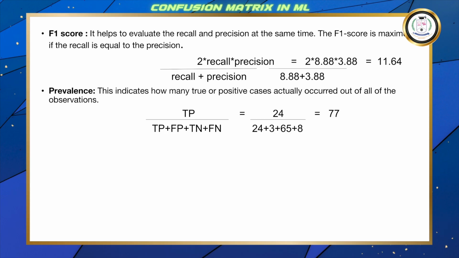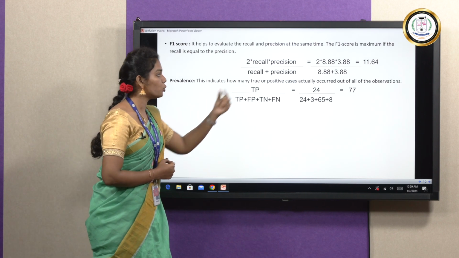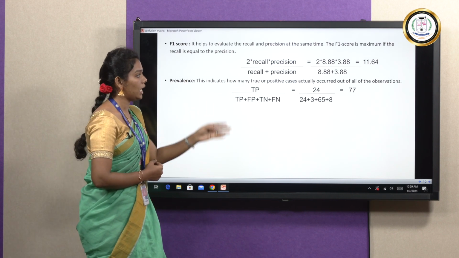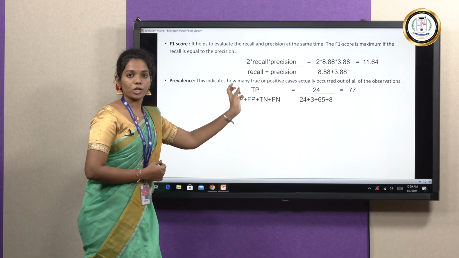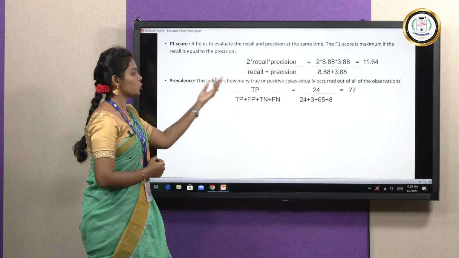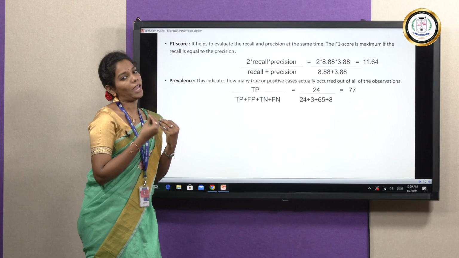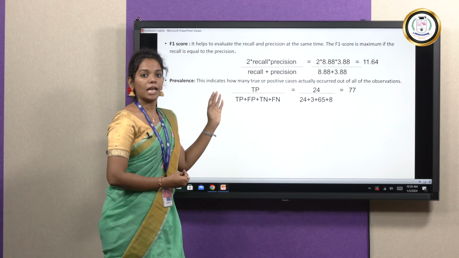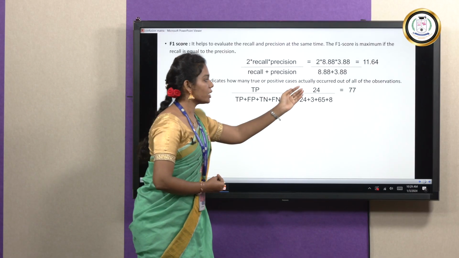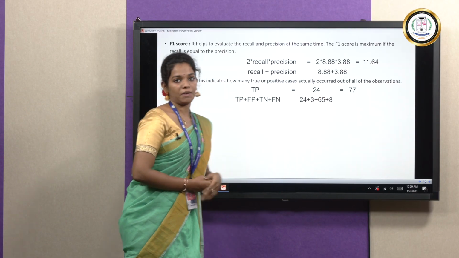And the next is my prevalence. Prevalence actually indicates how many true or positive cases actually occurred. True or positive means both must be there, so obviously it is going to be true positive. So true positive actually occurred out of all the observations, like your true positive, true negative, false positive and false negative also. So TP divided by TP plus TN plus FP plus FN, which is going to be my 24 divided by the total number of observations, that is going to be 77.